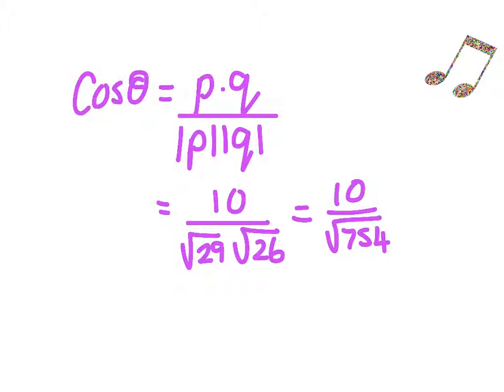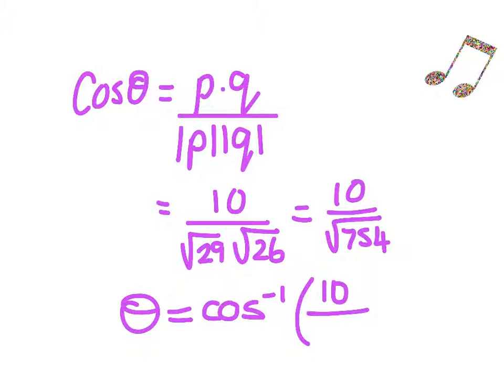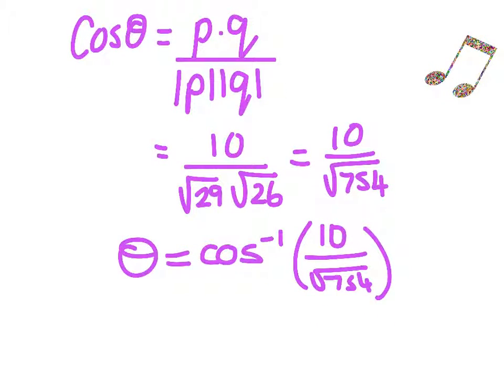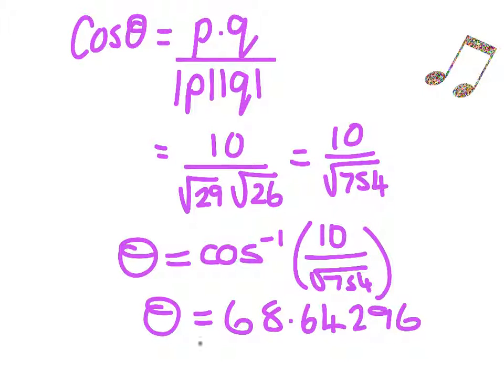I'm not going to evaluate at this stage because I'm going to inverse cos, and I'm going to use my fraction button on the calculator. This is a calculator question. So the inverse cos of 10 over the square root of 754. When you're putting that into your calculator, be careful, you will need a bracket at the end in the correct place or your calculator will complain. So the angle is 68.64296. So let's just round that to 69 degrees.